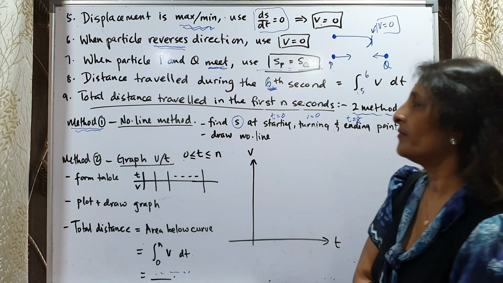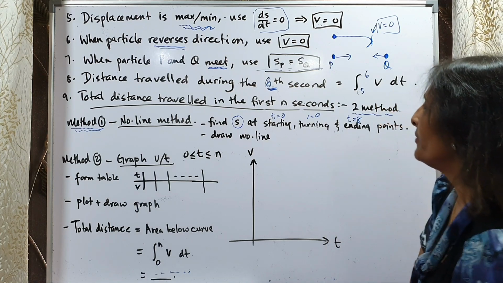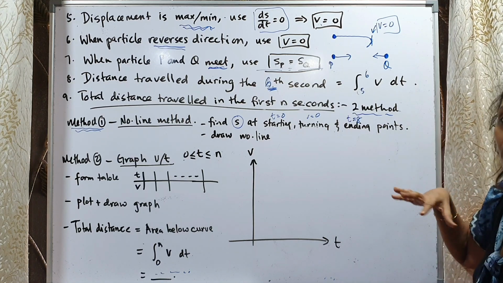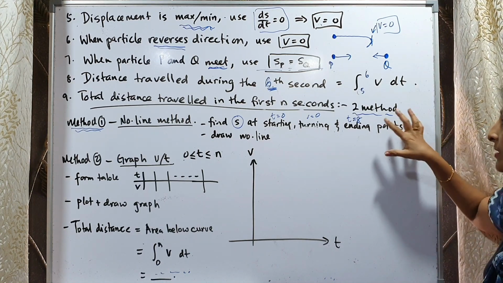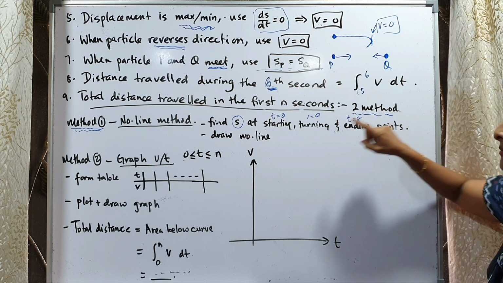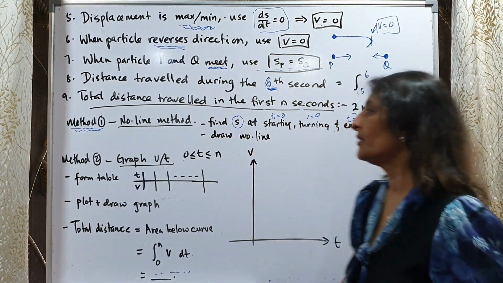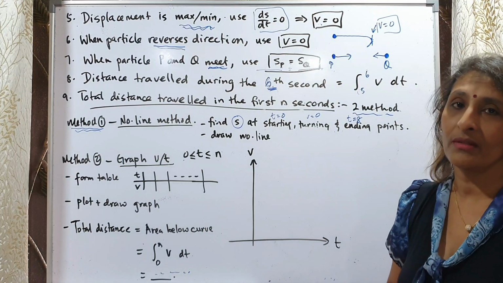Number 9. Total distance traveled in the first n seconds. Just like in displacement, we had two methods, here also for velocity you have two methods. The first method is the number line method. The number line method is the same as what we did last time.